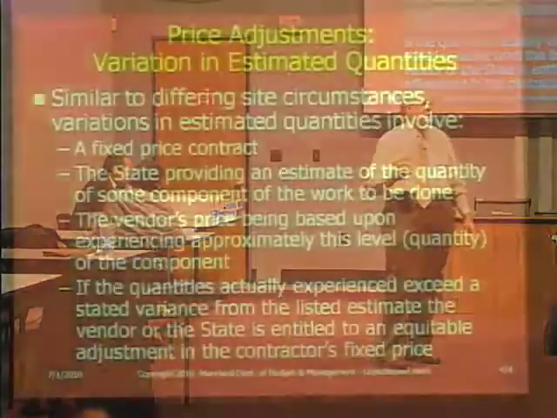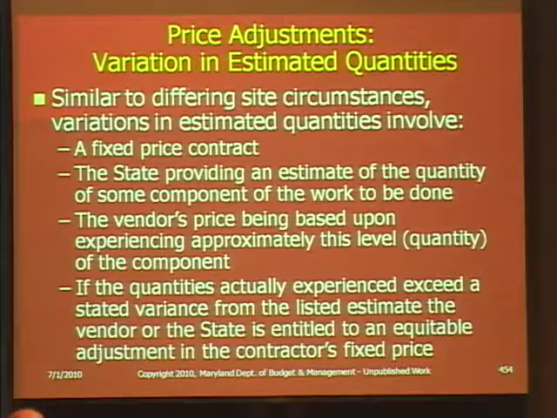Similar to differing site circumstances, variations in estimated quantities involve a fixed price contract, the state providing an estimate of the quantity of some component of the work to be done, the vendor's price being based upon experiencing approximately this level quantity of the component, and if the quantities actually experienced exceed a stated variance from the listed estimate, the vendor or the state is entitled to an equitable adjustment in the contractor's fixed price. And I will emphasize, or the state.